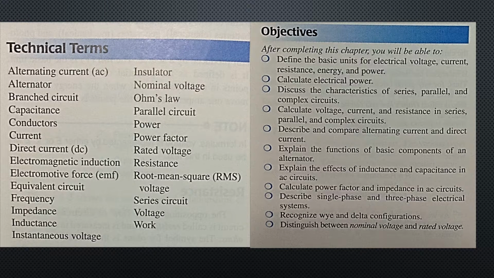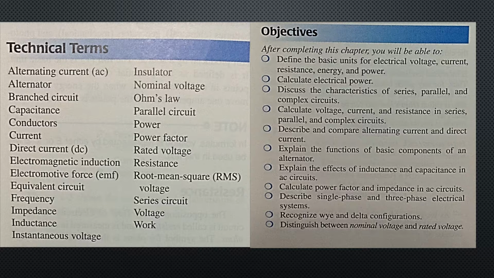Technical terms of this chapter are alternating current (AC), alternator, branched circuit, capacitance, conductors, current, direct current, electromagnetic induction, electromotive force or EMF, equivalent circuit, frequency, impedance, inductance, instantaneous voltage, insulator, nominal voltage, Ohm's law, parallel circuit, power, power factor, rated voltage, resistance, root mean square or RMS, voltage, series circuit, and work.